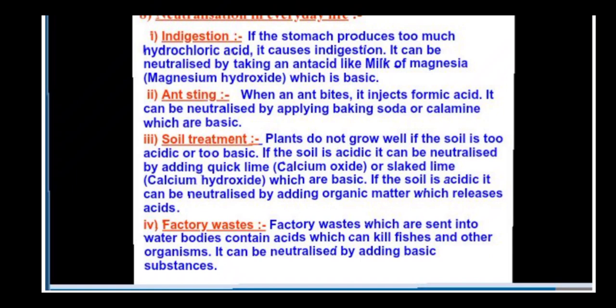Now, last is factory wastage. Factory wastage which is sent into water bodies contains acid which can kill fishes and other organisms. It can be neutralized by adding a basic substance. So if the factory waste goes into the river or the sea, then this acid will kill the fishes that live there. To neutralize this effect, we can put some basic substance in the water so the fish and other animals are not killed due to the acid.